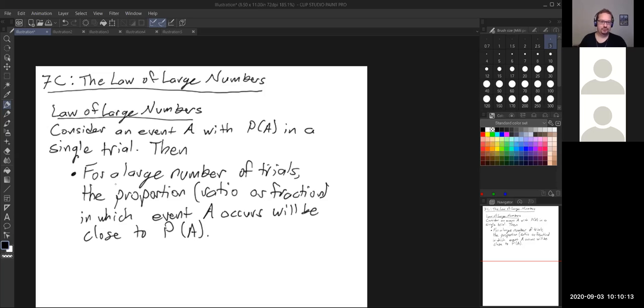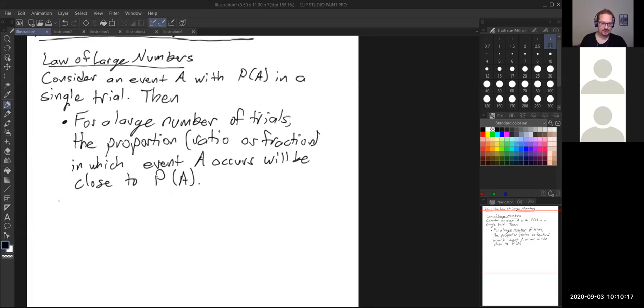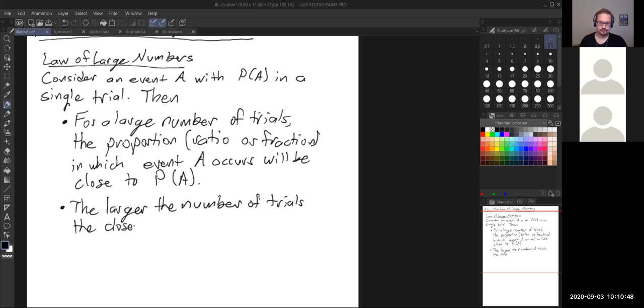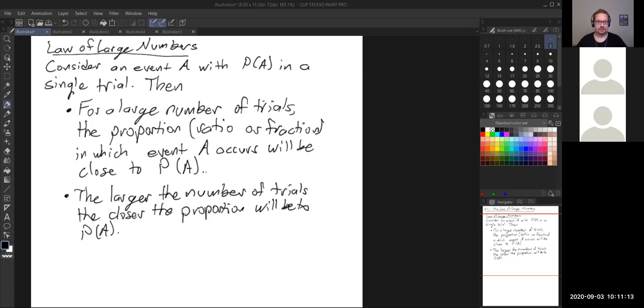And the second part, I think I already stated, but we'll write that down for the sake of having it in our notes. The larger the number of trials, the closer the proportion will be to the probability P of A, probability of A. Closer the probability will be. Okay. So that's the law of large numbers. So again, it has two parts.